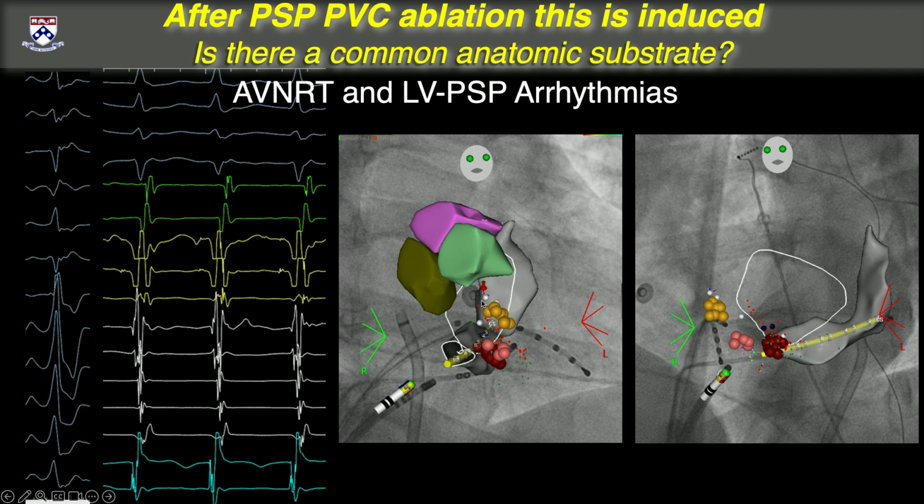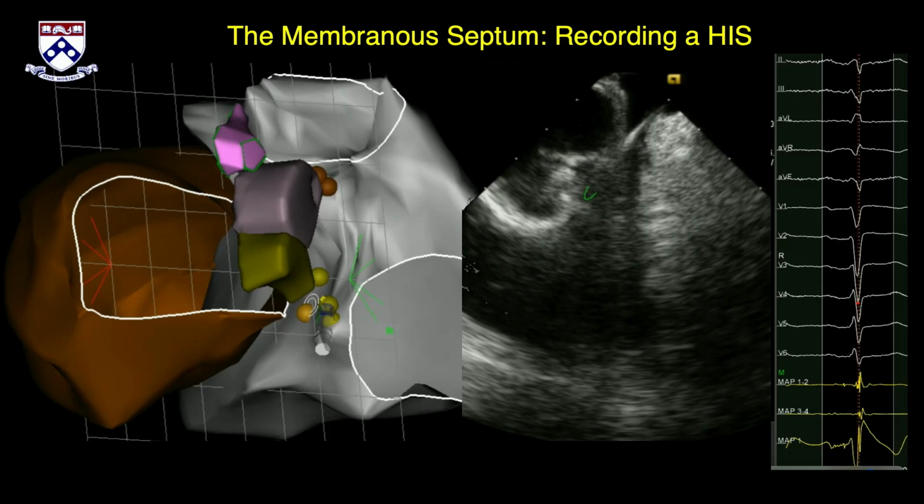This is RAO, a combination of 3D mapping with CARTO, sound, and ICE. This is the His. These are the PSP lesions. These are the AVNRT lesions. They're right opposite to each other, because what you're doing is using this anatomical fact that I showed you at the beginning to target two different arrhythmias together. A His is always found.